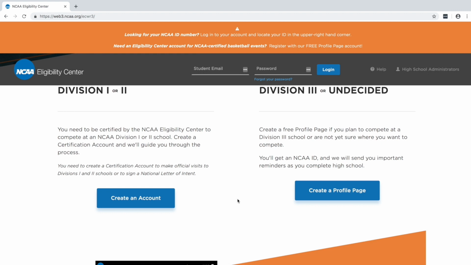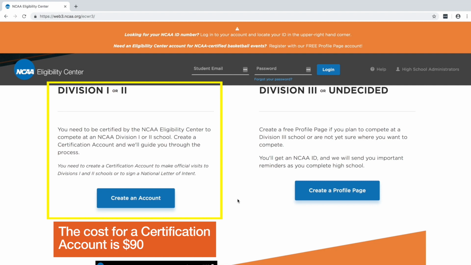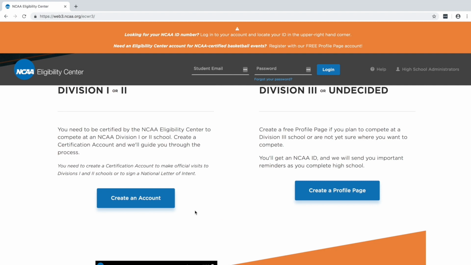If you know you are going to play at a Division I or Division II school, or want to take an official visit or sign a national letter of intent, you'll need a certification account. The cost for certification account is $90. If you aren't sure if you'll be playing sports in college, the free profile page account is the way to go. You can always convert your free profile page account to a certification account later if you decide to study and play at a Division I or Division II school.